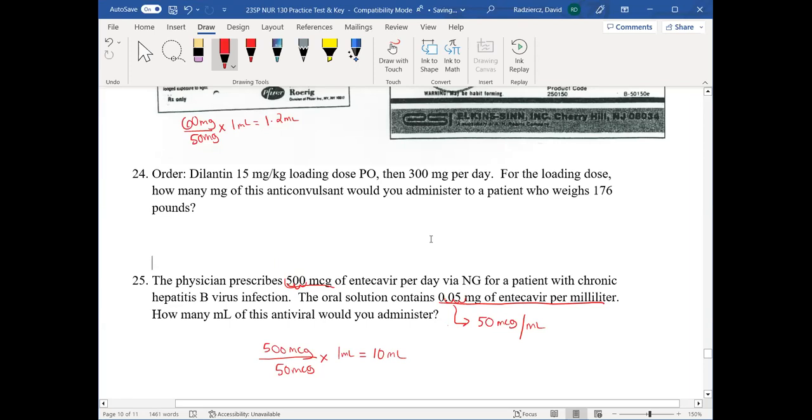Okay. So this is a weight-based question, and really, there's two ways that this will be given to you. They'll give you the kilograms, and then you just multiply the weight-based order by the kilograms, or they'll give you it in pounds, and you need to know to convert pounds to kilograms. So let's change this up a little bit. Let's make this 5 milligrams per kilogram, and let's make the patient's weight be 182.